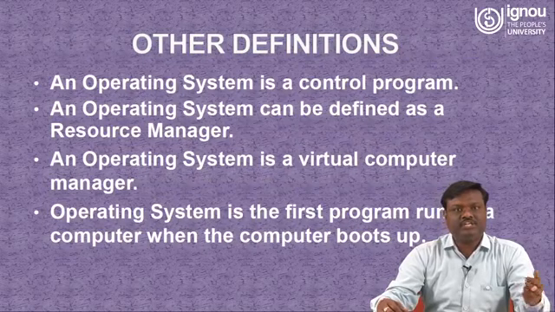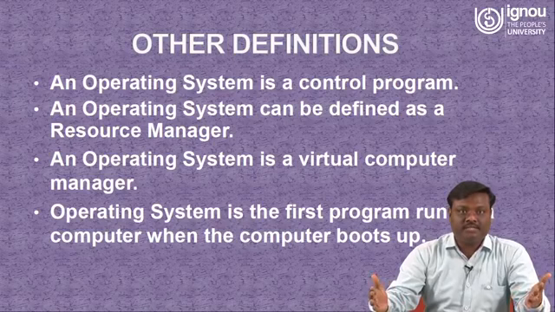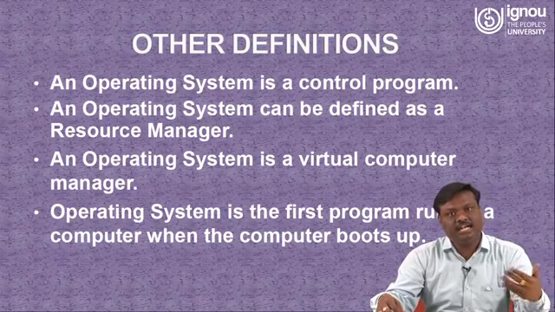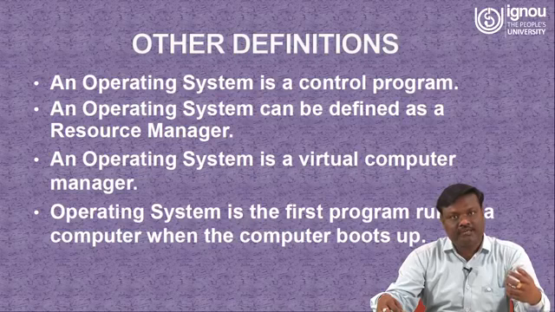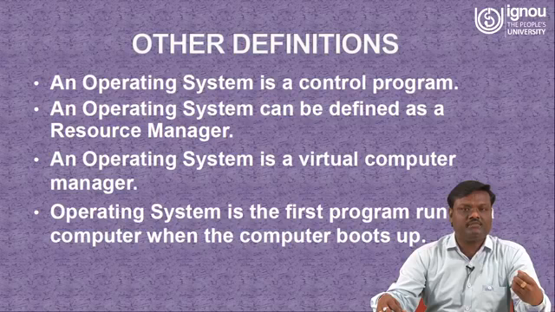Other definitions may be that it is called a control program, or a resource manager, because it is the manager coordinating with all the resources at the disposal of the system. It is coordinating, managing, allocating, and then releasing the resources also. So, it is a kind of manager, that too a resource manager, which is in between the user and the computer hardware. An operating system is a virtual computer manager, and this is the first program run on a computer when the computer boots up.